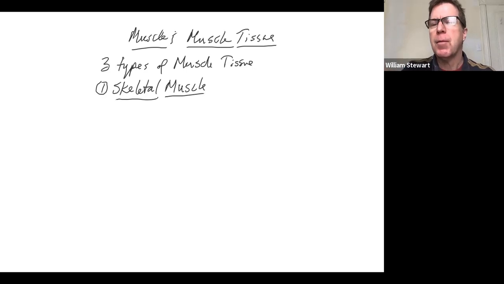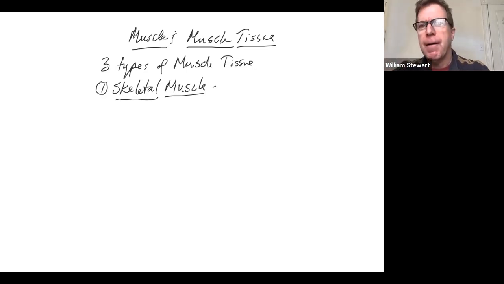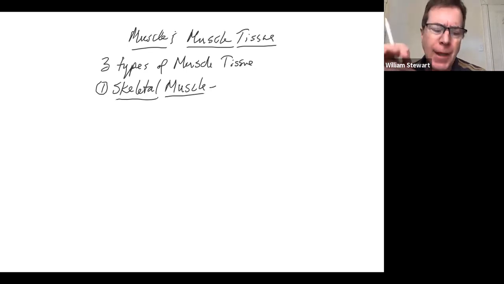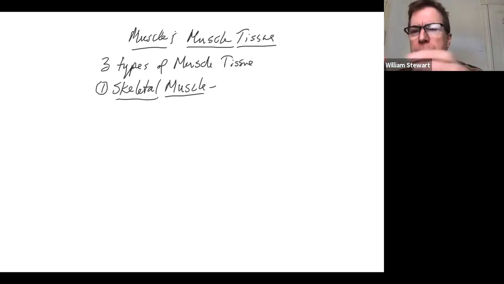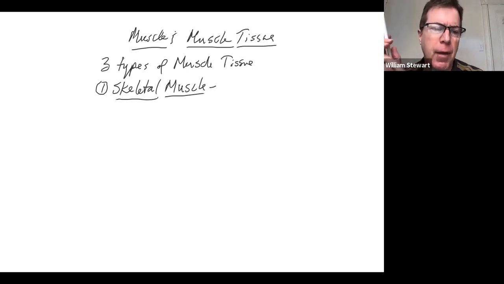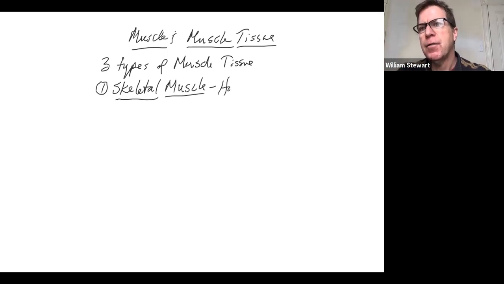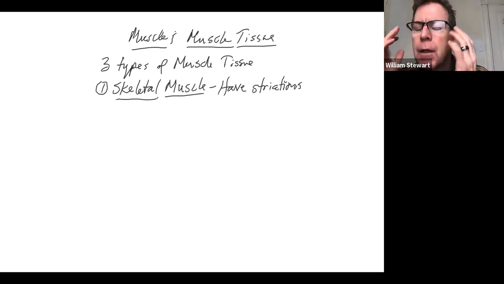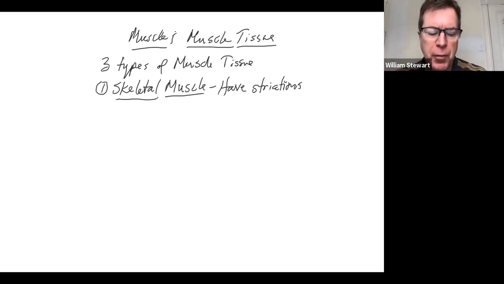There's also, let's do some general characteristics about skeletal muscle. First, physically, these have really long fibers. So they're really long cylindrical cells within the muscle tissue itself. These have striations. Just think of stripes or banding patterns. When we look at these cells in this tissue under a microscope, there are visible stripes or banding patterns.